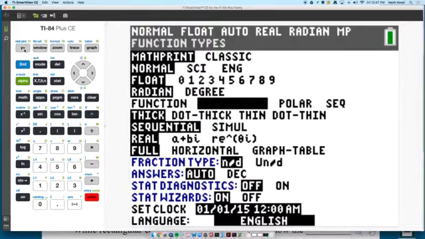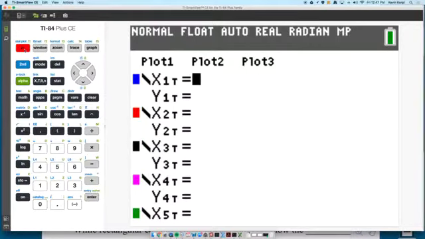Now, when you go to y equals, look what happens. It changes. It's not just y sub 1, y sub 2. You have a pair of inputs, x sub 1 of t and y sub 1 of t. So it acknowledges t as the parameter. So let's go ahead in x sub 1 and type in our equation from before lunch, which was t squared minus 4.